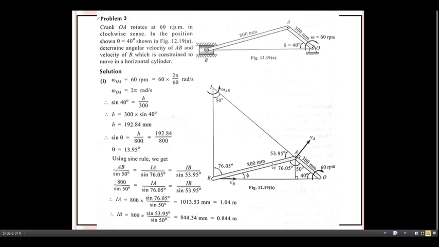As the first step, you have to redraw this diagram, using a suitable scale. Here 300 mm is given, so you can take this as 30 mm or 3 centimeters. For the 800 mm, you can take it as 80 mm or 8 centimeters.